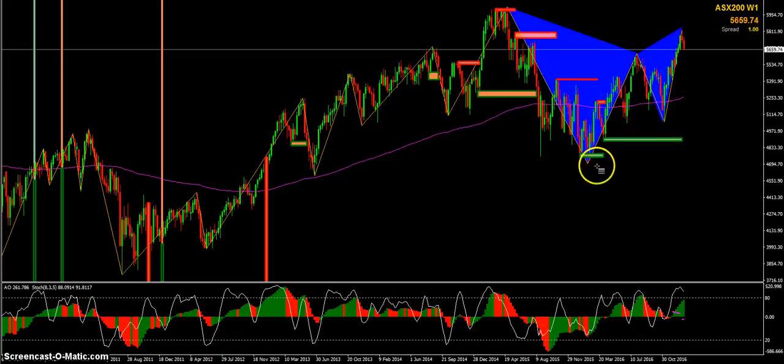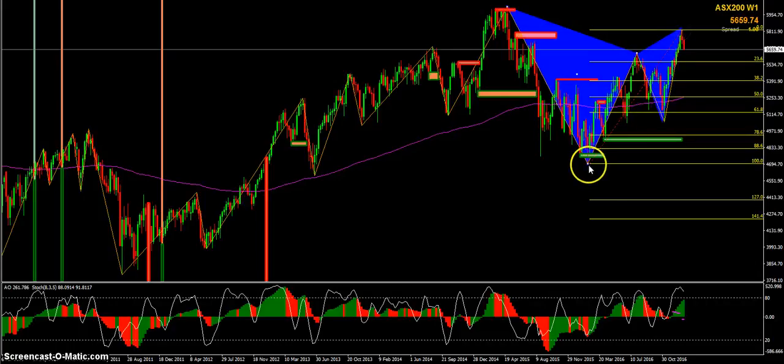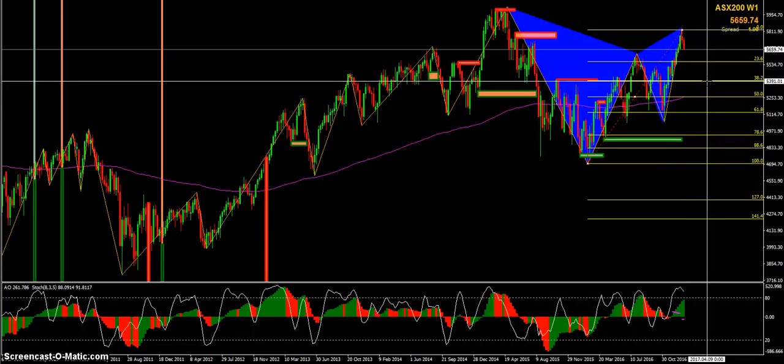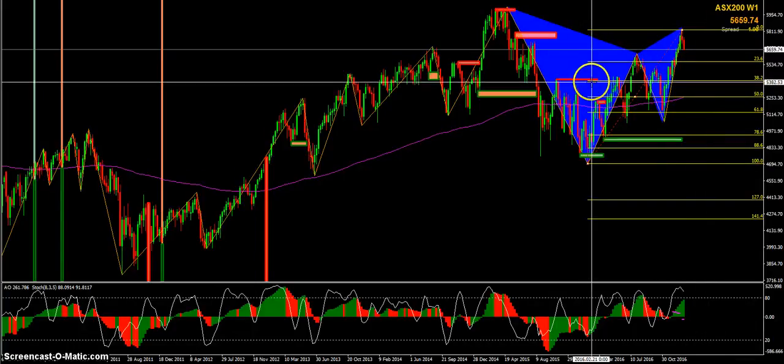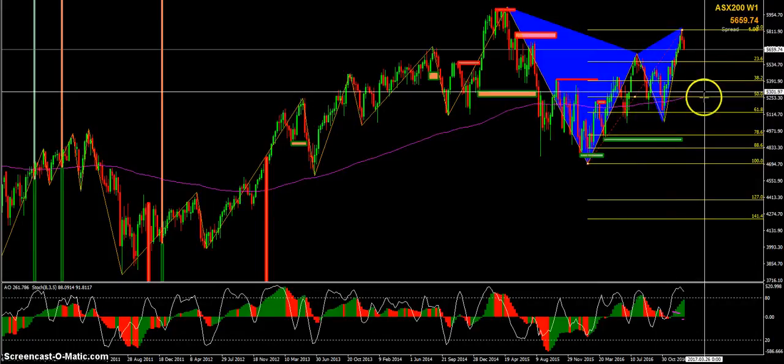Where do we expect it to go? Use your Fibonacci retracement tool from the A to D point. And the first place is around the 38.2% fib, which matches up with this DSR zone. And then the next one is 61.8, which is these lows down here.